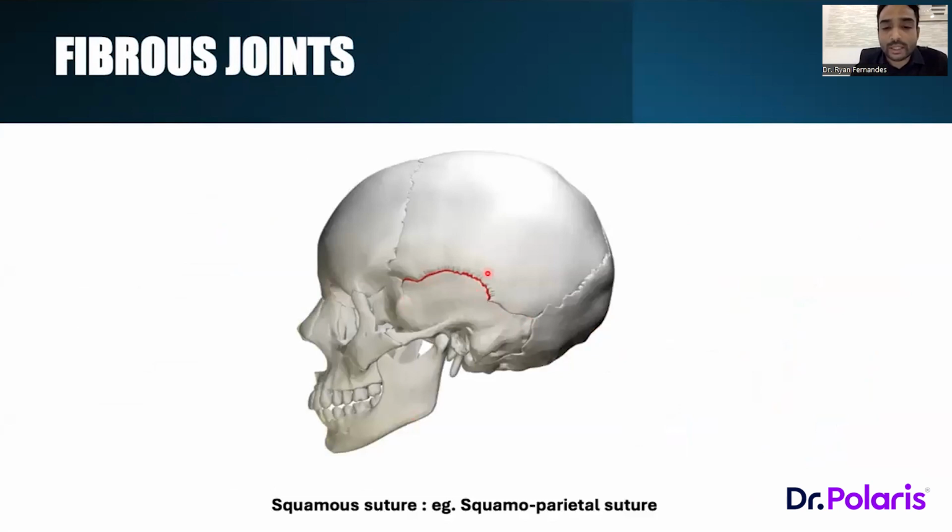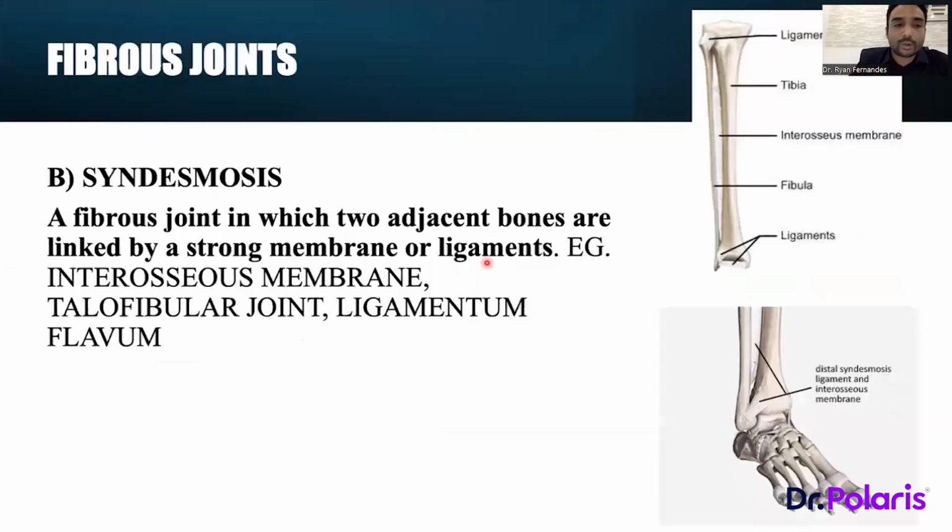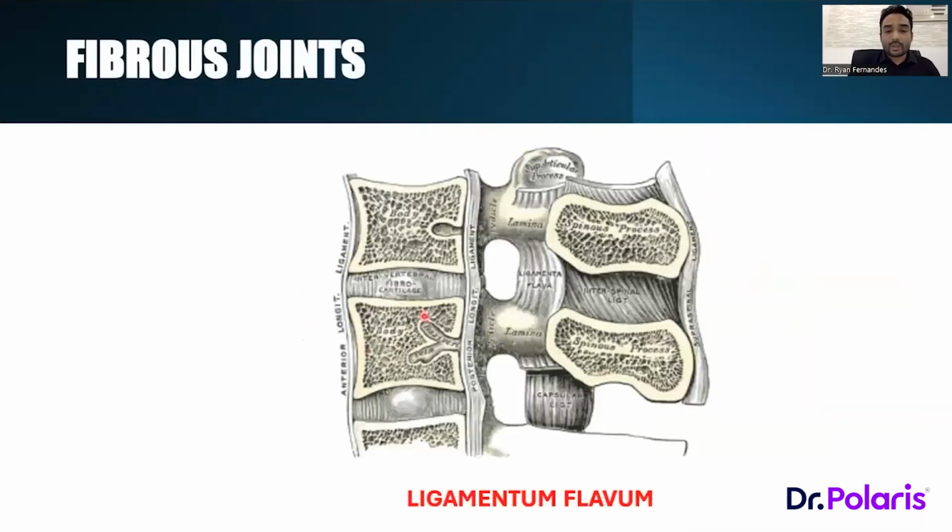The squamous suture is seen at the squamoparietal suture. Then coming to syndesmosis, it is a fibrous joint in which two adjacent bones are linked together by a strong membrane. Example is interosseous membrane, tibiofibular, and ligamentum flavum. So ligamentum flavum is the ligament which joins two vertebral laminae together. So there it is nothing but a ligament.